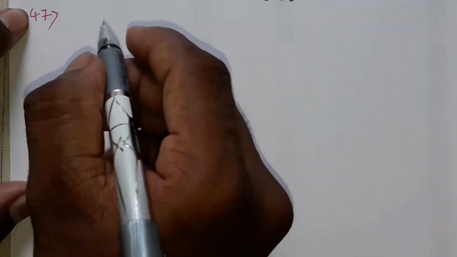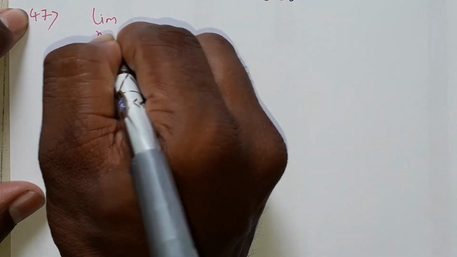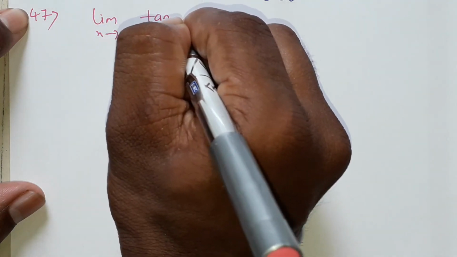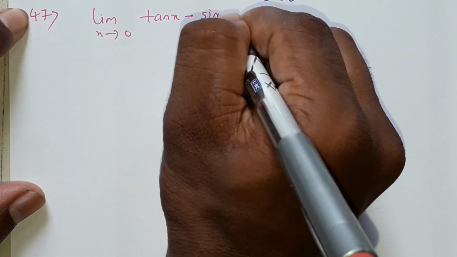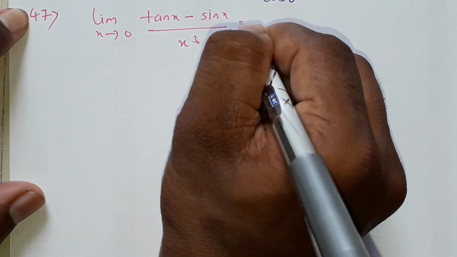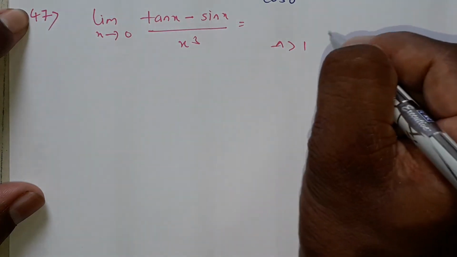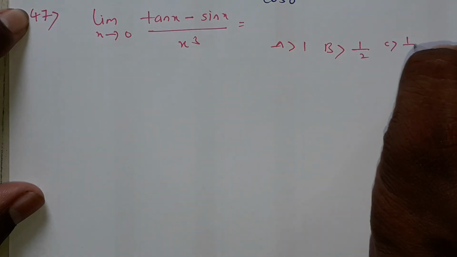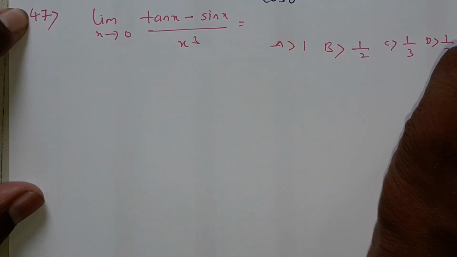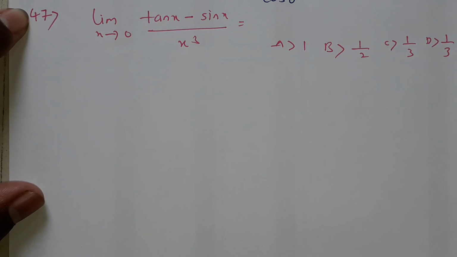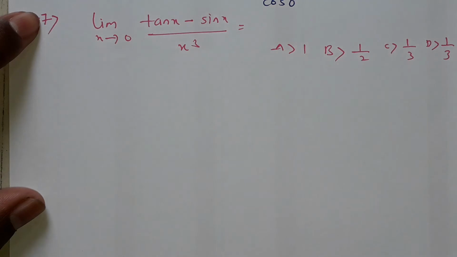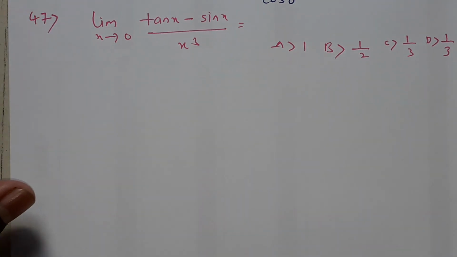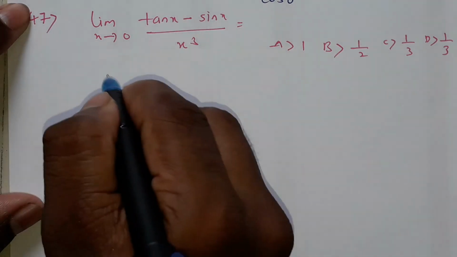Number 47. Limit x extends to 0, tan x minus sin x by x cube equal to. Option A is equal to 1, option B is 1 by 2, option C is 1 by 3, option D is also 1 by 3. Here apply the values. Simple, same as it is, L'Hospital rule. That is the easy method. Here apply the L'Hospital rule.